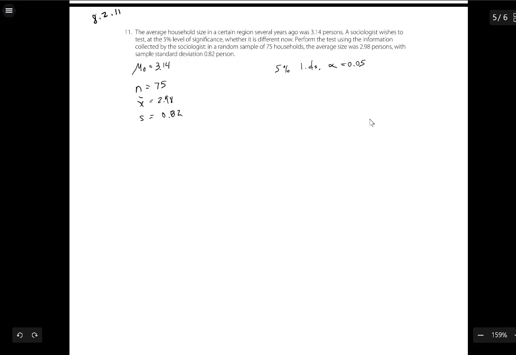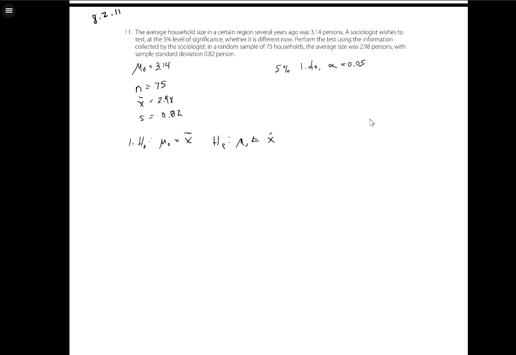Okay, so our first step is determining the null hypothesis and our alternative hypothesis. One, our null hypothesis is that the average is the same, that our x bar from the sample equals the household average from several years ago. The alternative hypothesis is that mu naught is not equal to x bar.